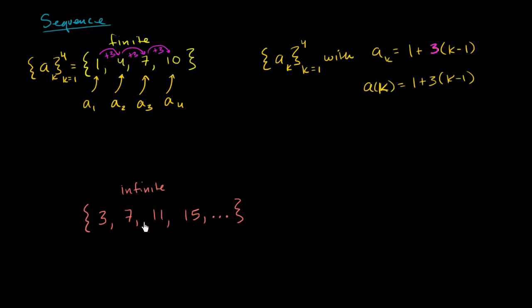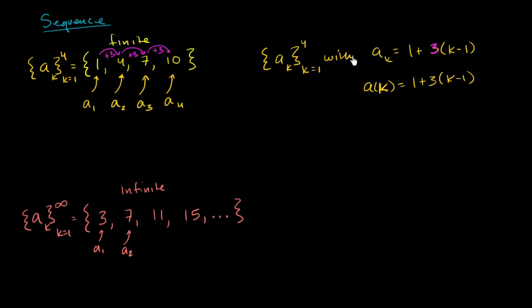Now, how would I denote this business right over here? Well, I could say that this is equal to a, and people tend to use a, but I could use the notation b sub k or anything else, but I'll do a again. A sub k, and here we're going from our first term, so this is a sub 1, this is a sub 2, all the way to infinity.